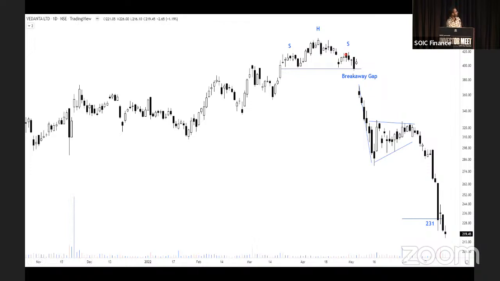So this is the gap. Don't go deeper into it. It's a breakdown. For you, it's exit. Next.